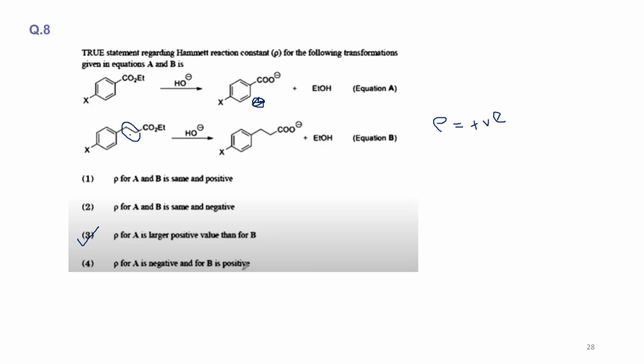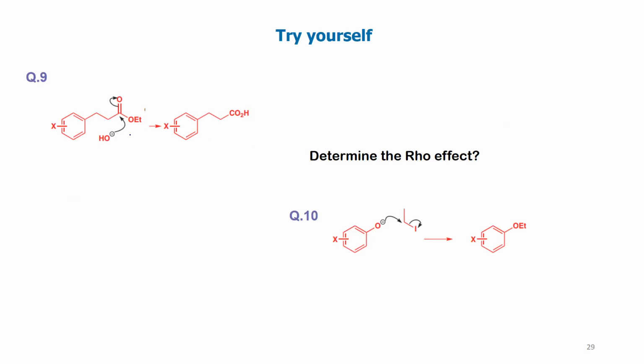Understood? Okay, so these are for you. Just try it. What will happen? What will be the rho value? This is a simple case. This is also like it will be less than that of the normal because of the distance. This is simple. The rho value will be less.